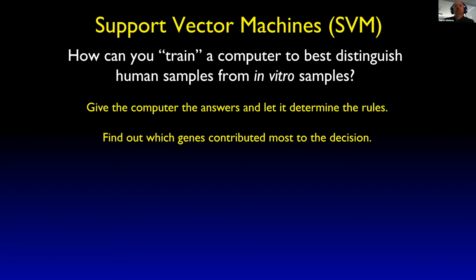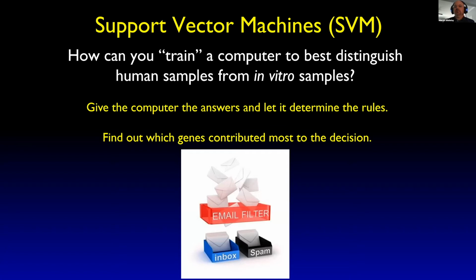How do you actually do this? You give the computer the answers and then let it determine the rules. So the answers here are the 80 in vitro samples, transcriptomes. You give it a transcriptome and you say this is in vitro. And you give it another, say this is in vitro. And you do this for all the in vitros. Then you go to the 15 human transcriptomes and you say this is a human transcriptome. The rules are gene expression, right? Asking the question, are genes expressed in certain ways that are diagnostic for whether a transcriptome came from a human or not? It's kind of like your email filter in some ways, if your email filter works. Where an email comes in and you say spam, not spam, spam, not spam.